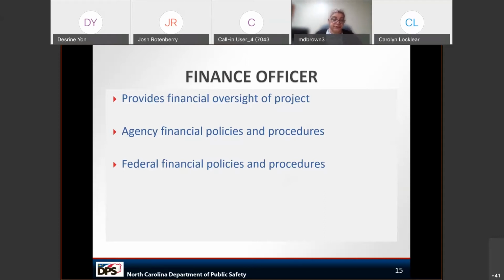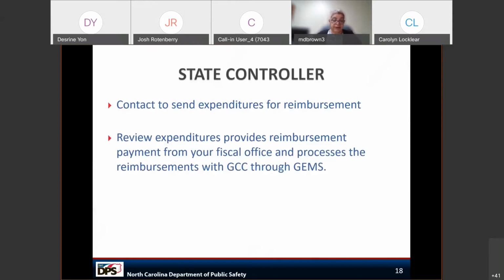The controller. The controller is your main point of contact for who's responsible for submitting your reimbursements into GEMS, which we'll discuss a little bit later on.